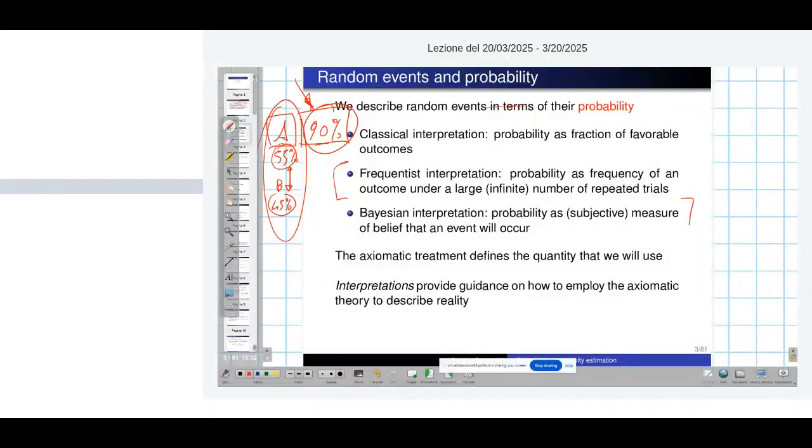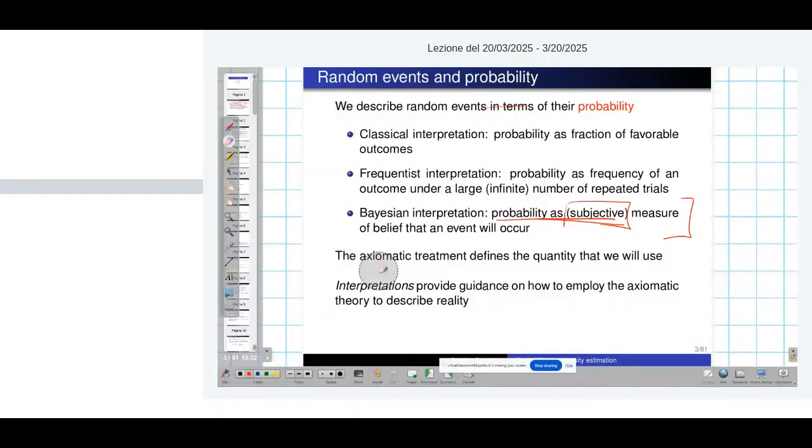Now, one possible answer to these issues, and of course, this is another interpretation that, as we'll shortly see, has its own problems, is the Bayesian interpretation, where the main difference is that we don't have probability of events anymore, but the probability becomes a property of who is talking about the event.